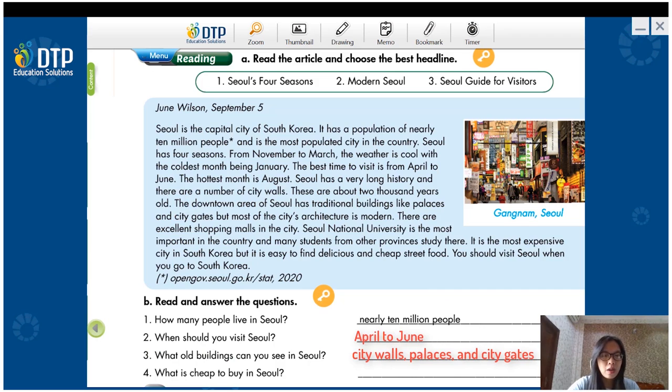Number 4. What is cheap to buy in Seoul? Where can we find the answer? Very good. We can find delicious and cheap street food.